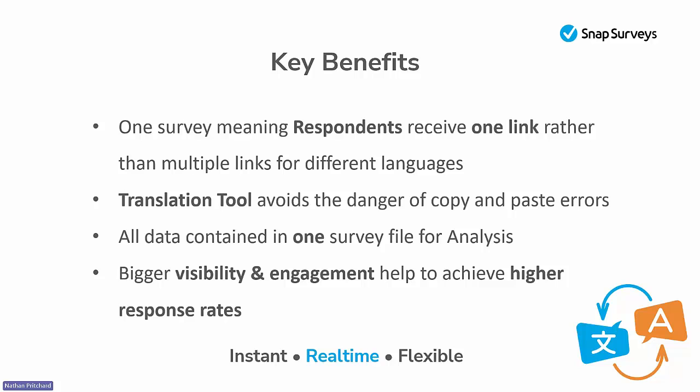A few key benefits to creating multilingual projects in Snap. From the respondent's perspective, they only receive one link and that link then offers them the choice of language as they continue. So you aren't faced with having to send out multiple links and the respondent isn't faced with a decision as to which link to click. If you're making use of our translation tool, you aren't going to be copying and pasting text from a document into Snap, which means you're removing the danger of accidentally pasting text into the wrong question.